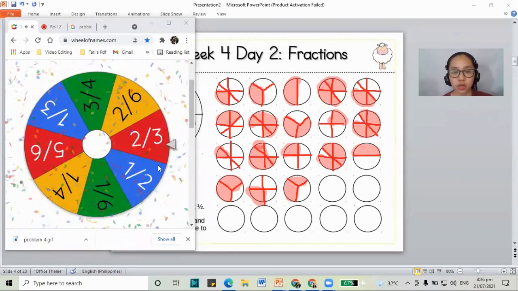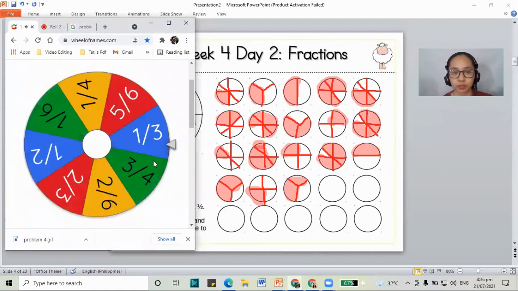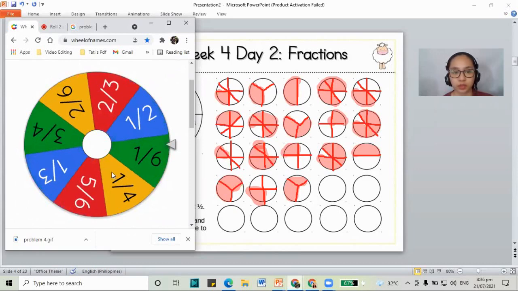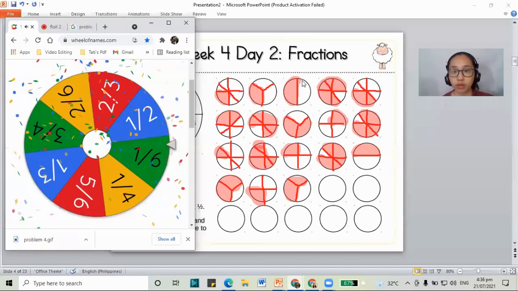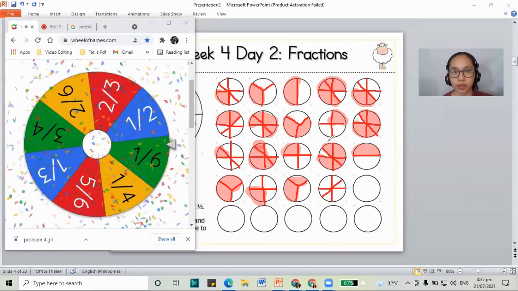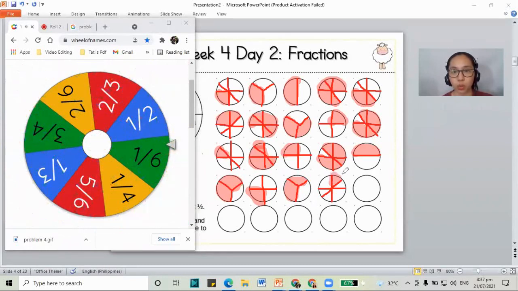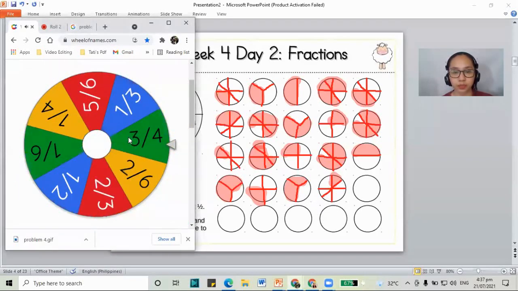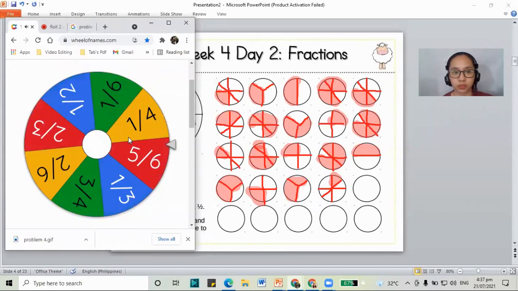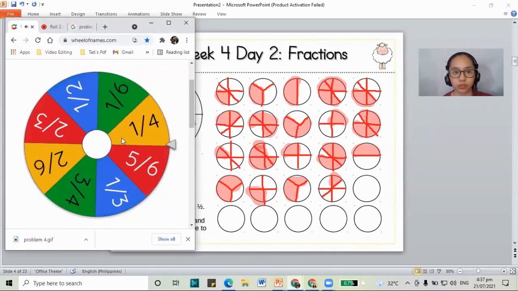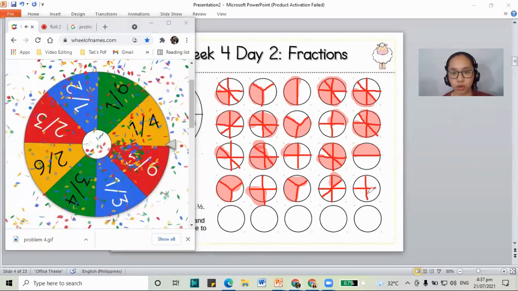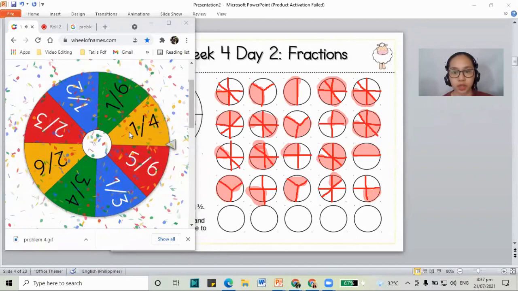That's 2/3. Another one. We have 1 over 6. Cut the pie into 6 pieces, but you only get 1. That's 1 over 6. We have 1/4, 4 parts, but you only get to color 1. Let's spin again.